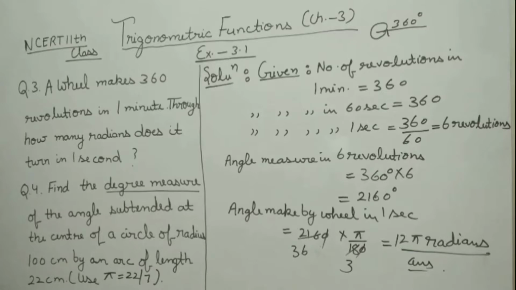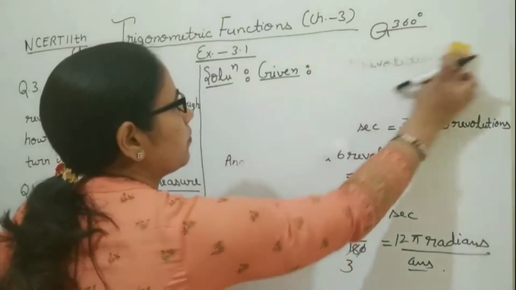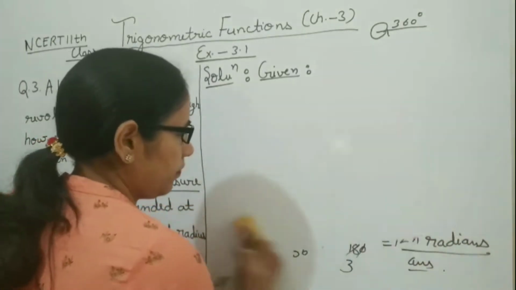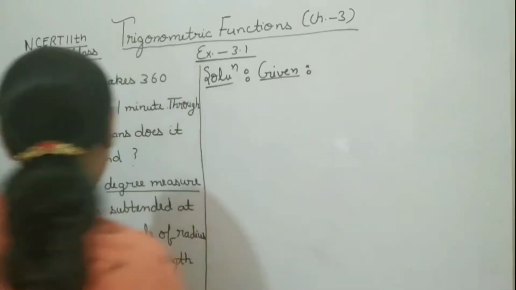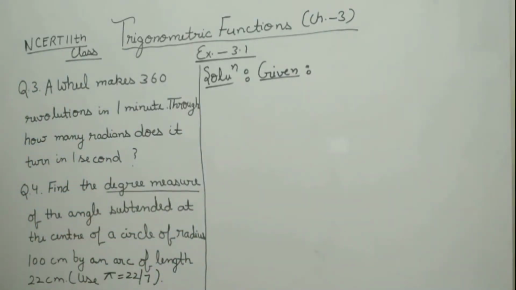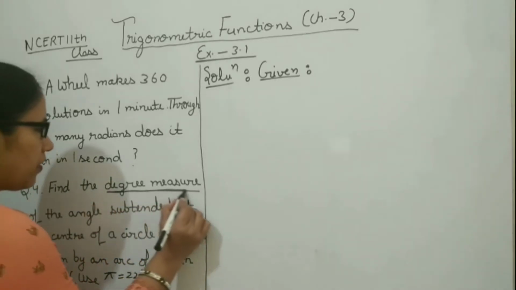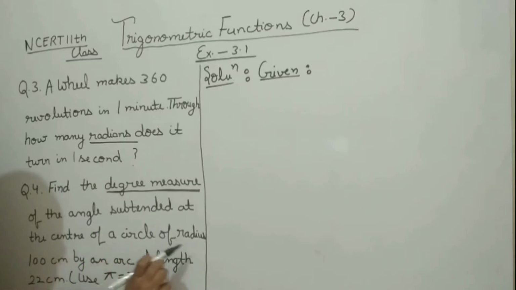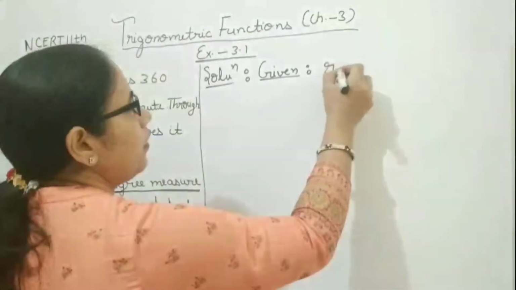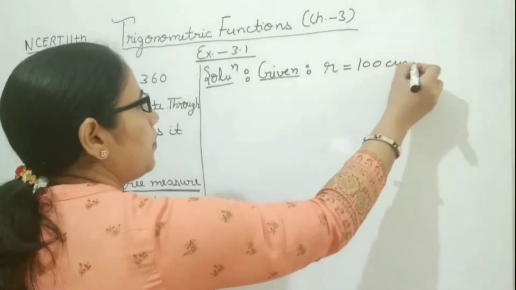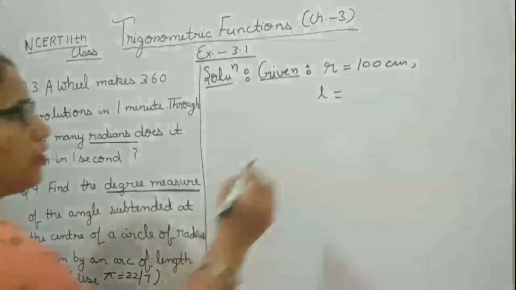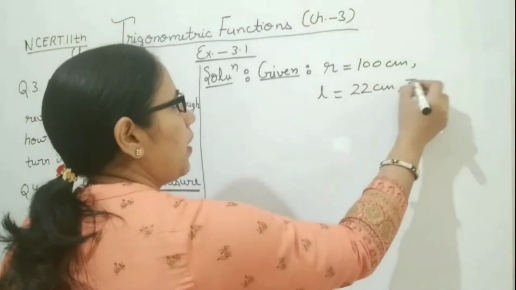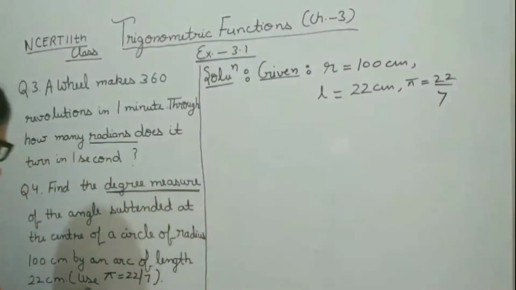Now come to the next question, question number 4. In question number 4, find the degree measure. In this question we have to find the angle in degree measure, and in the 3rd question in radians. Of the angle subtended at the center of a circle of radius 100 cm by an arc of length 22 cm. So here given is radius is 100 cm and length of arc is given as 22 cm, and we have to take pi equals 22 by 7, because here it is given to use pi equals 22 by 7.